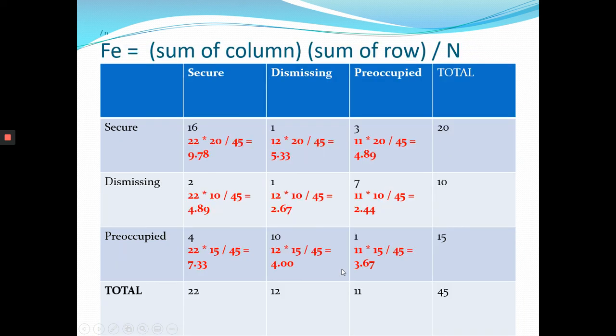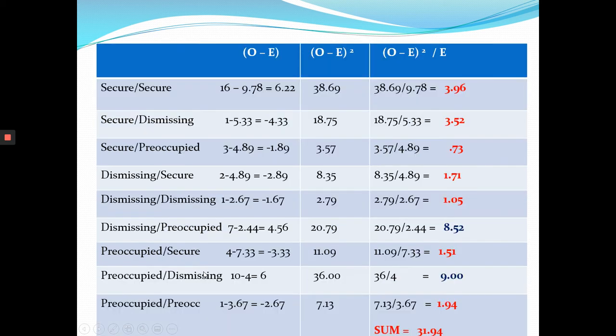Let's take one last one. So let's take the preoccupied secure right here. There are four couples in our sample that were preoccupied for the first partner and secure for the second one, and the expected value for that cell was 7.33. So preoccupied secure, there were four couples, but we expected 7.33 couples there. So there were 3.33 fewer couples than we expected in the preoccupied secure.